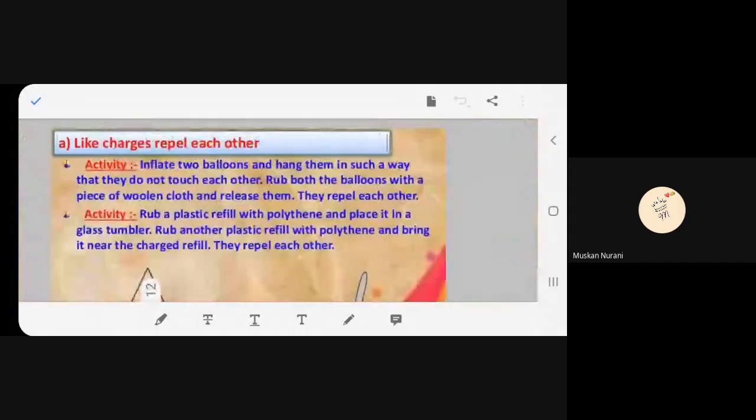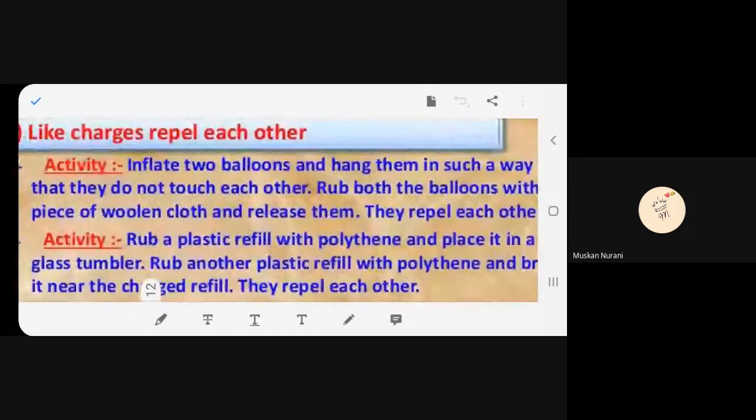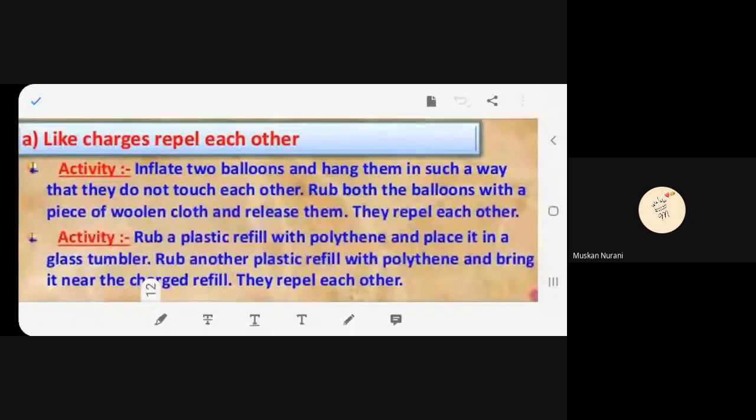Again, we will do certain activities showing that like charges repel each other. Activity: inflate two balloons and hang them in such a way that they do not touch each other. Inflate means blow the balloons. Isn't it? That is called inflate.